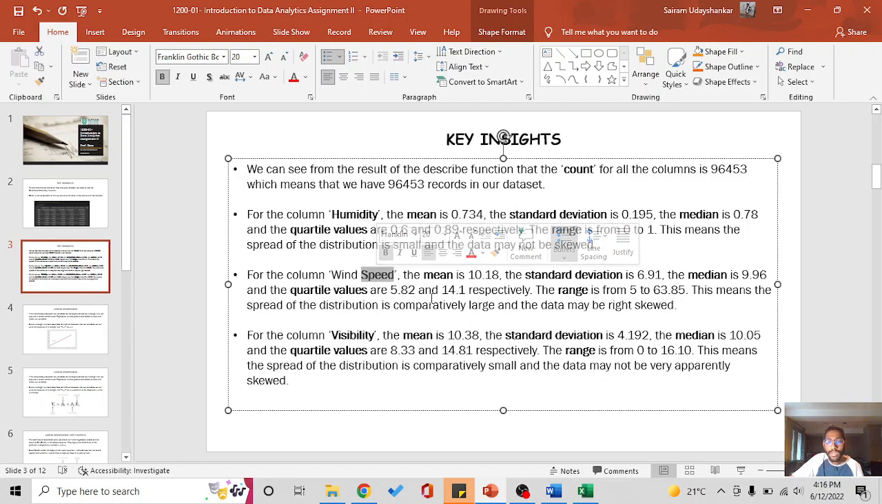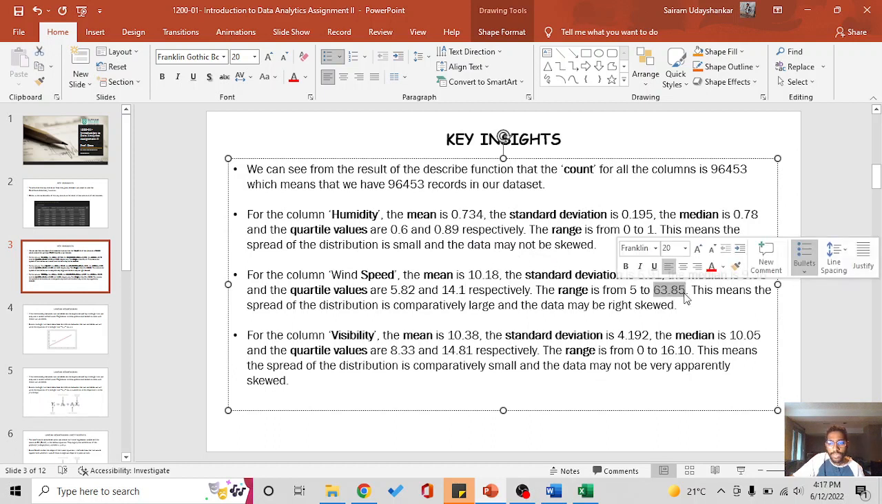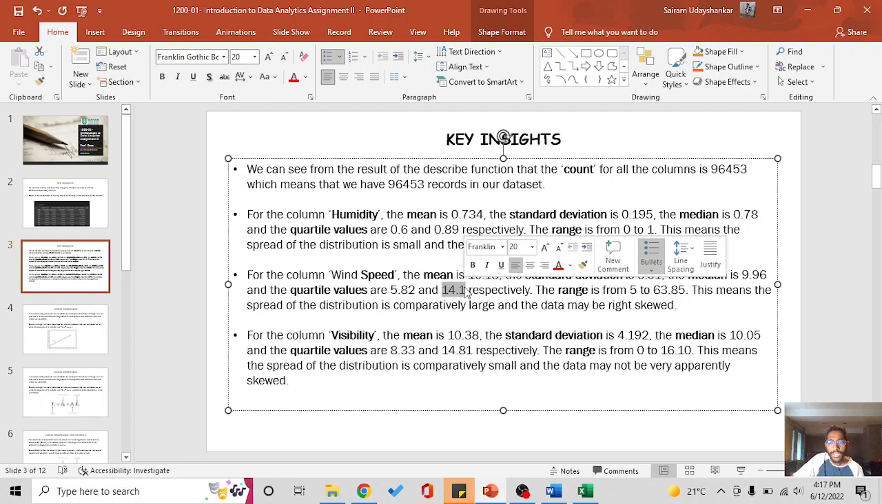Similarly, for wind speed, we have mean 10.18, standard deviation is larger than this, median is 9.96, the first quartile is 5.82, and the third quartile is 14.1, but the maximum is 63.85. That means from the third quartile, that is the 75th percentile, after that we have maybe a few data points, but some of them are scattered far away from the 75th percentile.